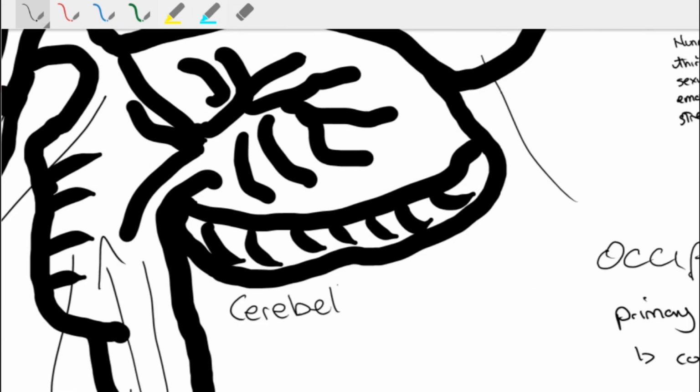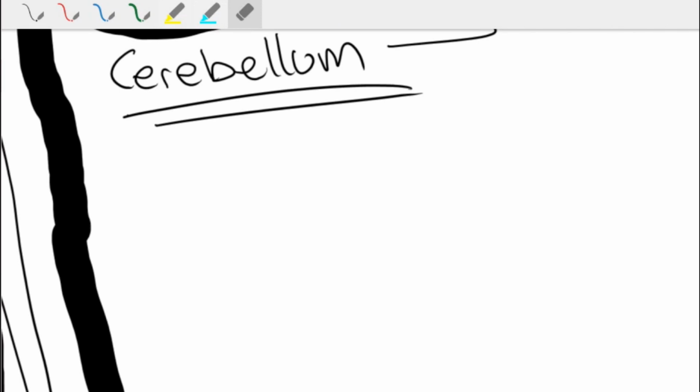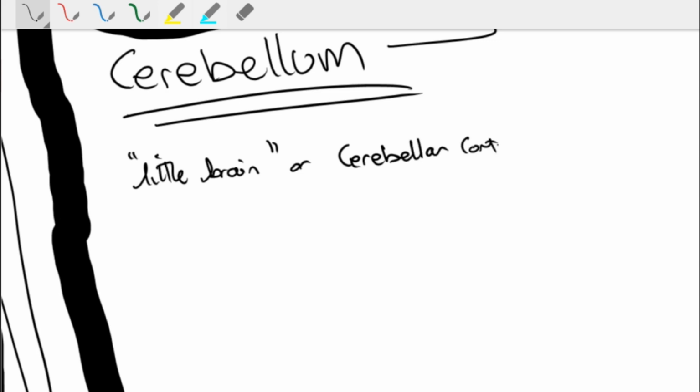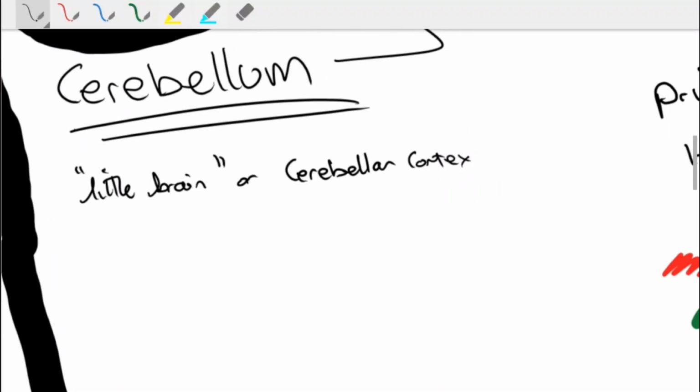The cerebellum, also known as the little brain or cerebellar cortex, is an area that controls movement, balance, coordination, and muscle tone. This is important as well, as it also acts to respond to sensory signals from the body and other areas of the brain. For example, when we lose balance, signals are sent so that we react and try to balance ourselves back.